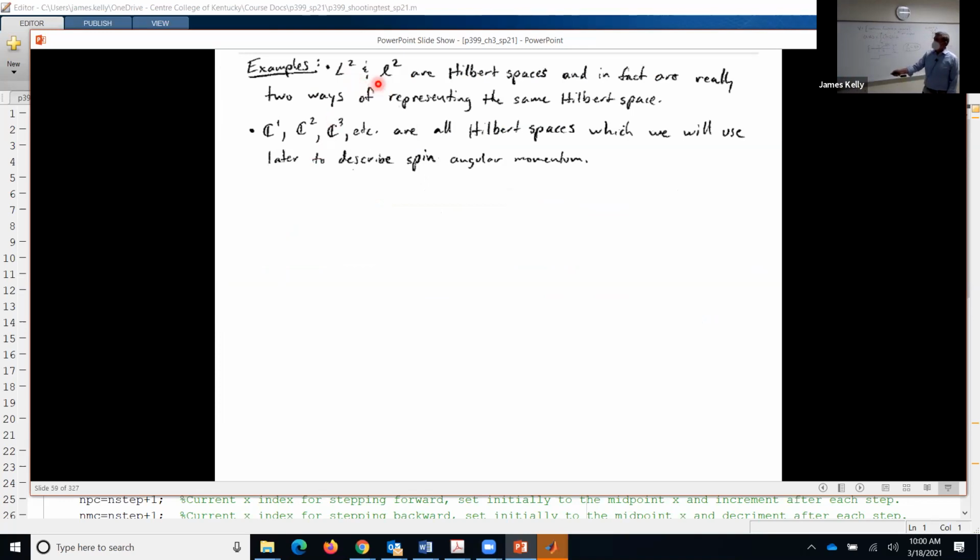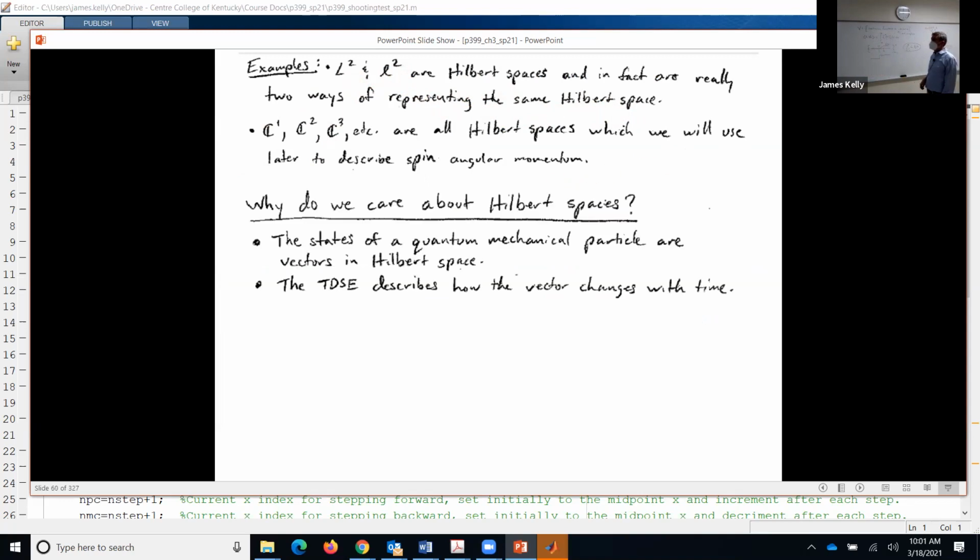Okay, so capital L2 and little l2 are Hilbert spaces, and they're really two ways of representing the same Hilbert space. We already talked about that. If you have a vector, you can represent it by the coefficients or the function of x. They're just two different ways of representing the same thing. All finite dimensional vector spaces are Hilbert spaces. We're going to use them to describe spin later on. And why do we care about them? Well, we're always going to make our states of a quantum mechanical particle to be vectors in a Hilbert space. So we were already familiar with the function representation. We're getting comfortable with the coefficients representation. We're going to do some other representations too.